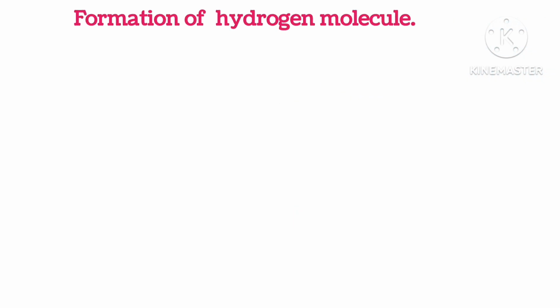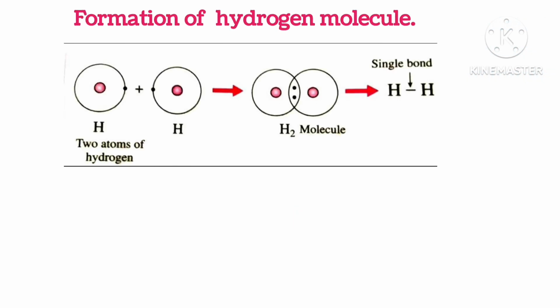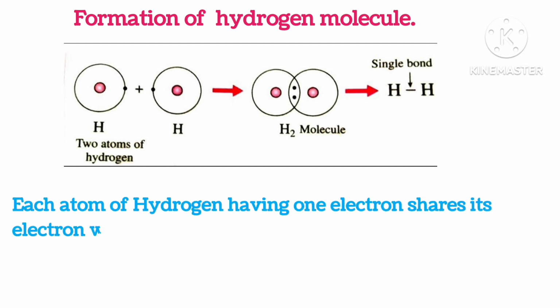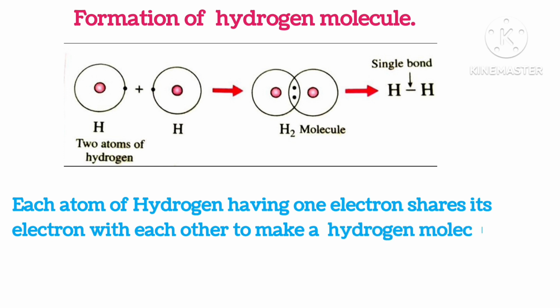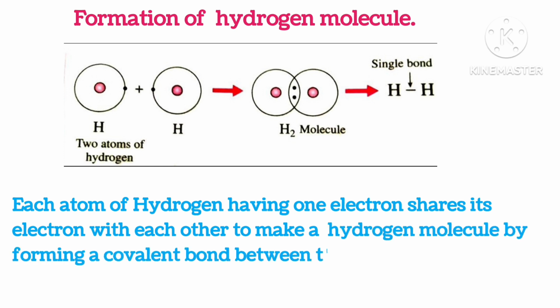Formation of hydrogen molecule. Each atom of hydrogen having one electron shares its electron with the other to make a hydrogen molecule by forming a covalent bond between them.